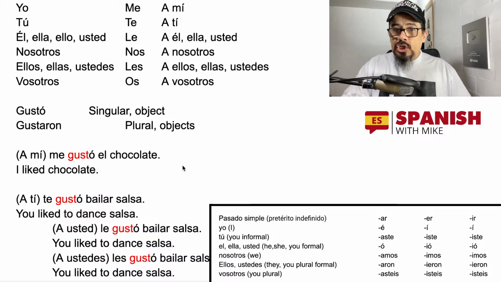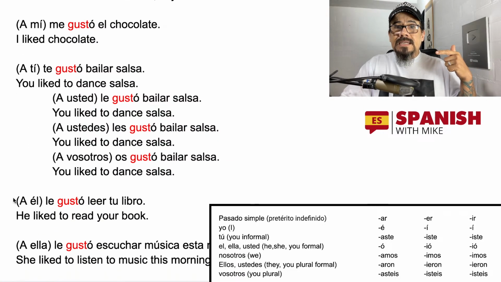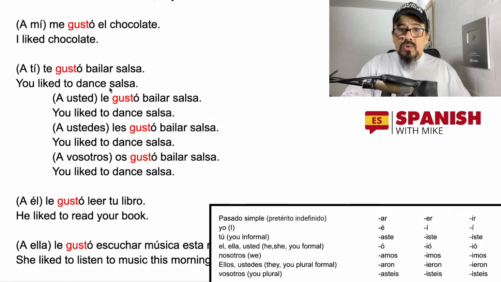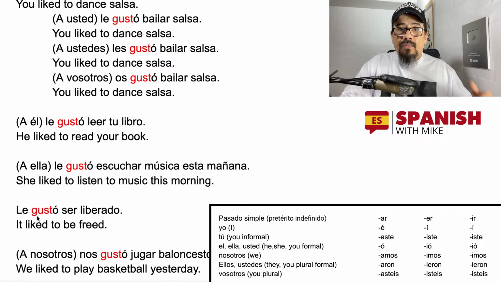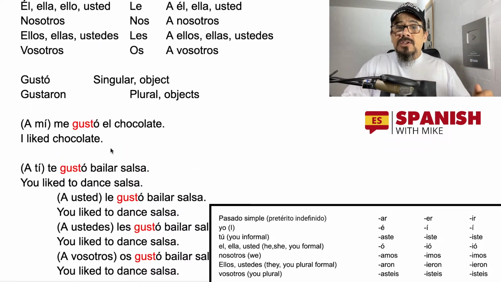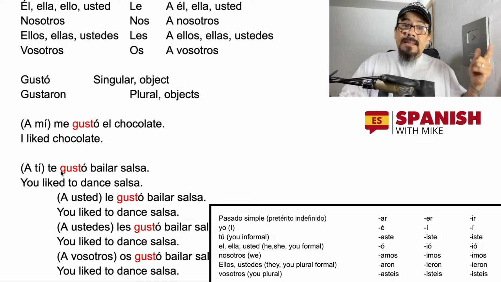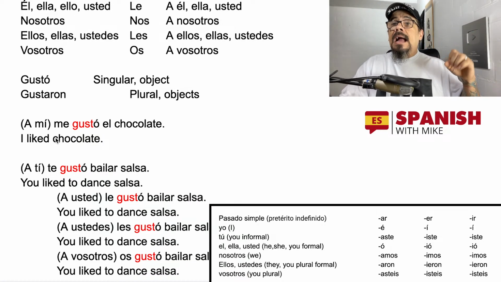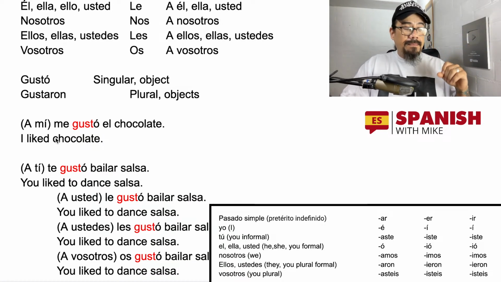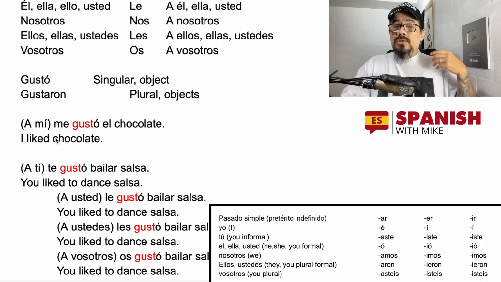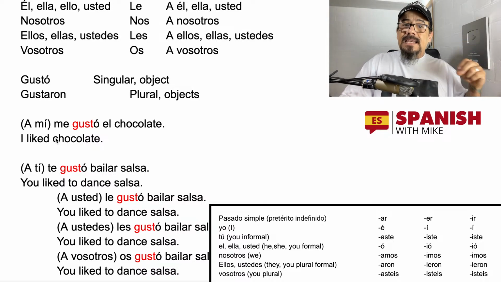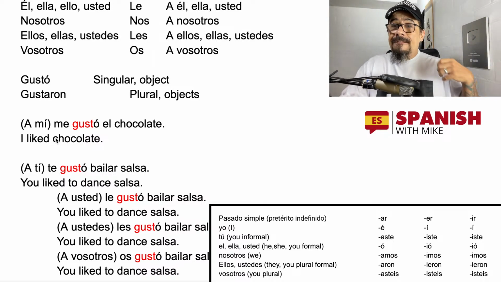Despite the subject, it's going to be gustó or gustaron always, and that's what we see here. As you can see, gustó for everyone. The only thing that changes is the indirect object pronoun. Me gustó a mí. Te gustó a ti. I don't have to say a mí. I can say a mí, but I don't have to. If I want to be more specific, I say a mí me gustó.